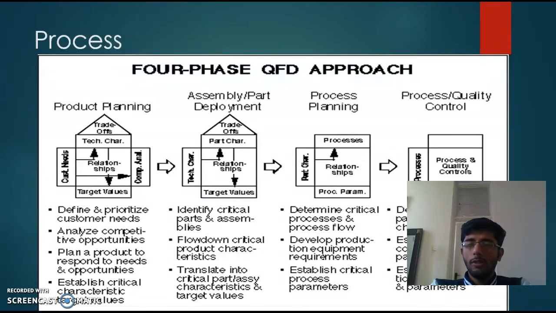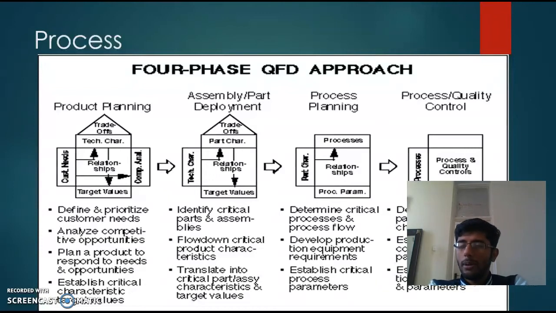The third stage consists of process planning. It consists of determining critical process and process flow, developing production equipment requirements, and establishing critical process parameters.